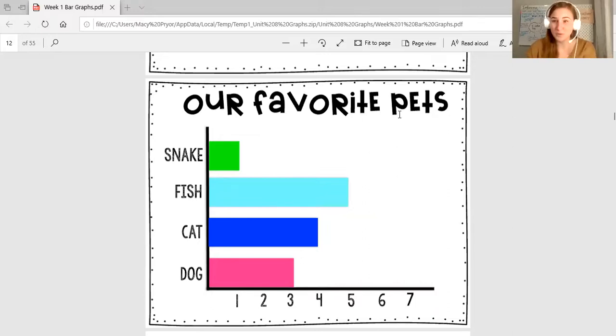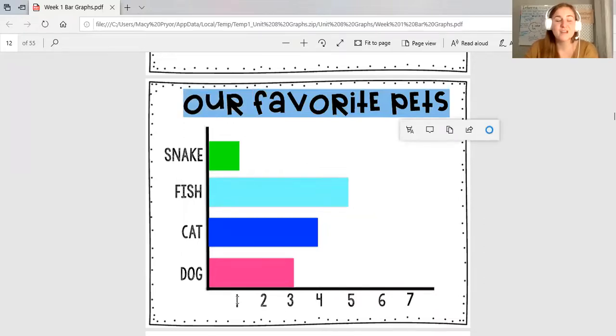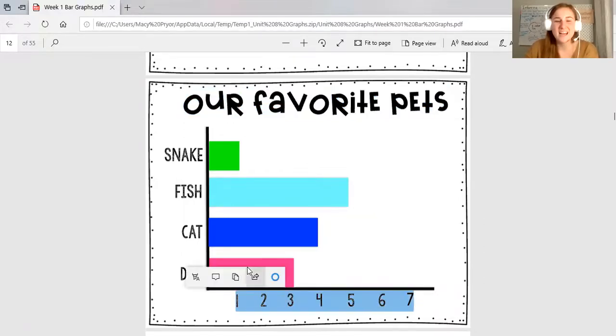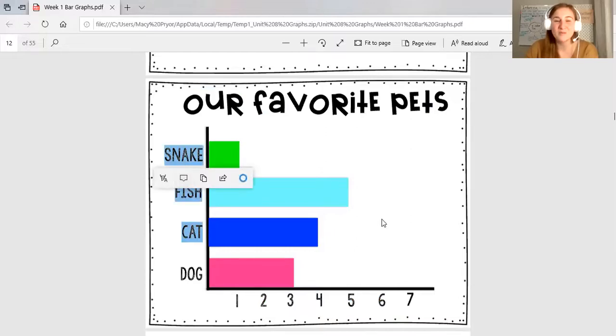The first important component of a bar graph is our favorite pets. This person collected data for what are the favorite pets in her classroom. She asked each person what their favorite pet was and recorded it, and then made that into a bar graph. So every bar graph should have a title. It should have numbers to represent the data, and it should have labels telling us what people voted for.